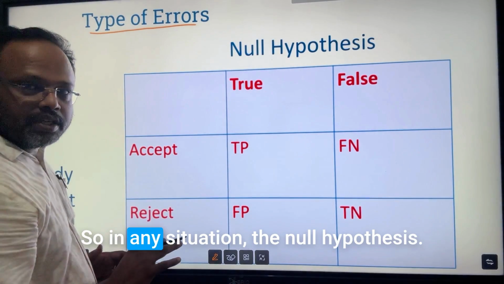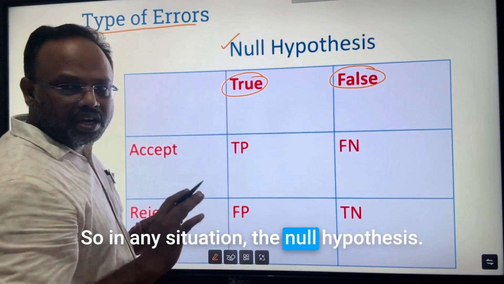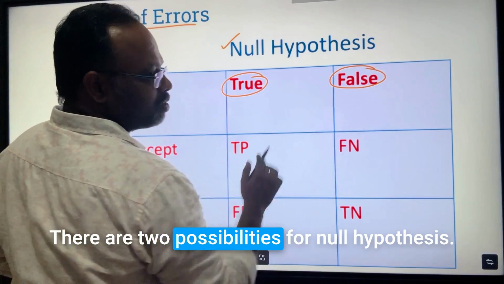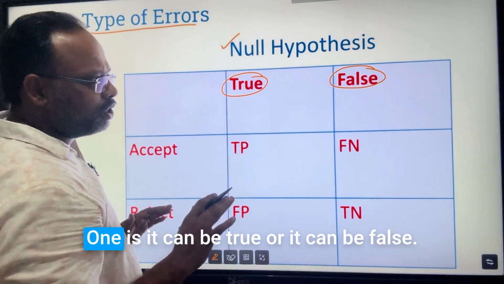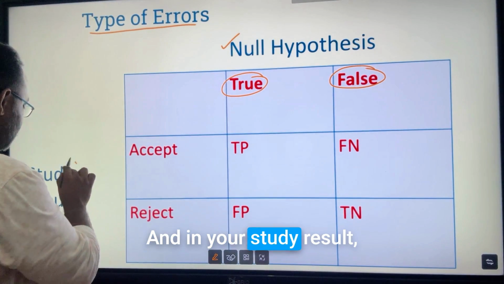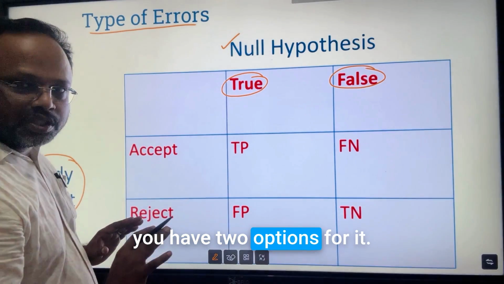So in any situation, the null hypothesis can be true or false. There are two possibilities for null hypothesis. One is it can be true or it can be false. And in your study result, you have two options for it.